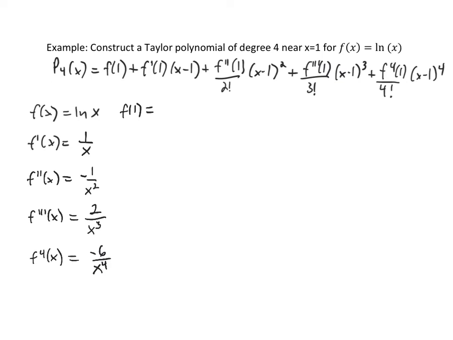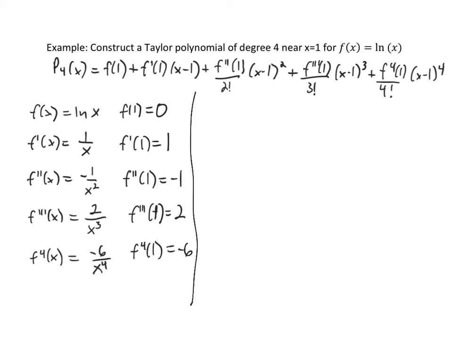The natural log of 1 is actually 0. Plug in 1, 1 over 1 is 1. Plugging 1 into the second derivative would give negative 1. Plugging 1 into the third derivative would give 2. And plugging 1 into the fourth derivative would give negative 6.